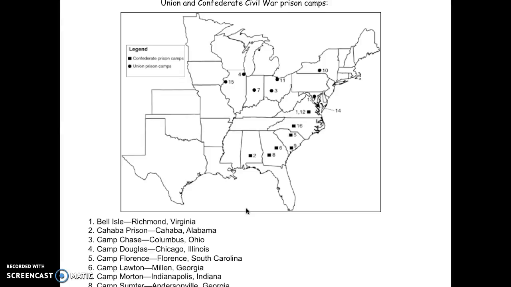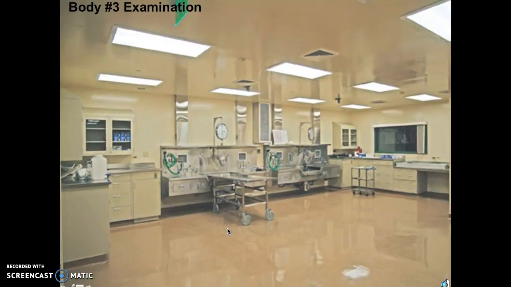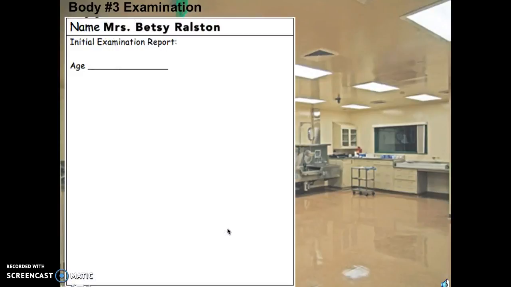So here's an example of where you could see, okay, Camp Sumter is what it's technically called. It's in Andersonville, Georgia. That's the most infamous prison camp. But you can see that there were other Southern prison camps here, and then we also had Northern prisoner of war camps.